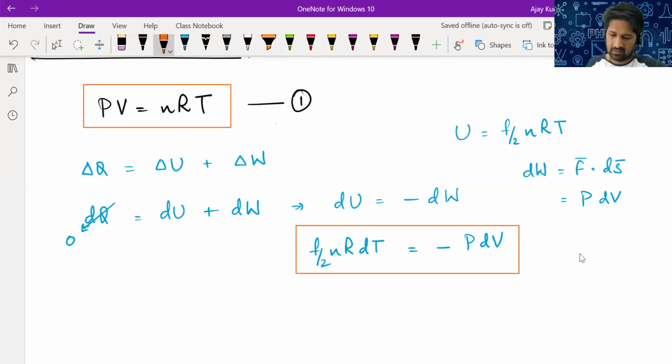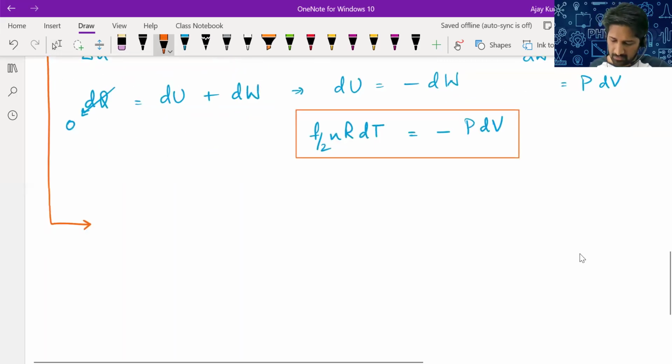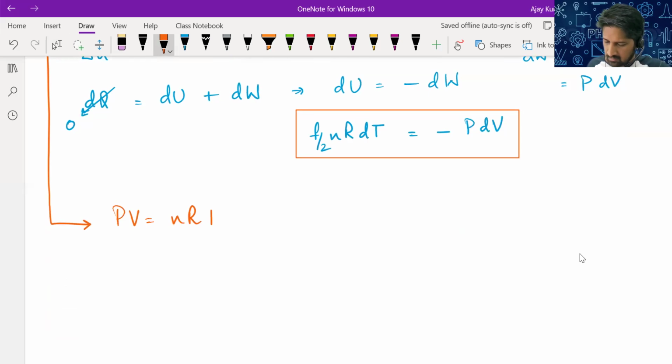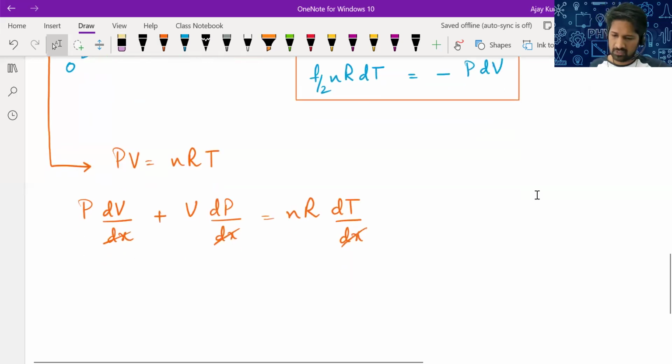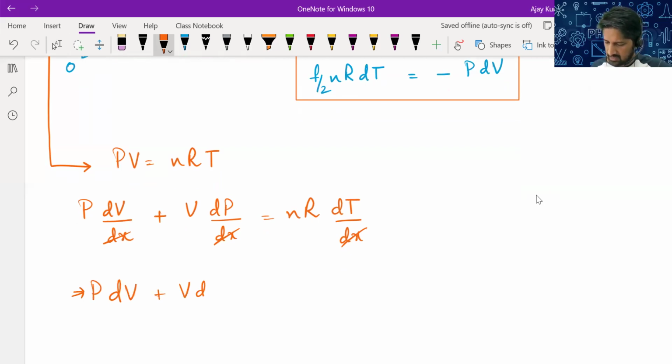Next, we have PV is equal to nRT. Differentiate this equation. Now we know all three are variables, pressure, volume, and temperature. If you differentiate PV is equal to nRT, what does the left-hand side become? Two variables are multiplied, so you'll have to use the product rule. P dV by dx plus V dP by dx is equal to nR dT by dx. You can differentiate with respect to any random variable. The dx's will get cancelled anyway, so it doesn't matter with respect to what you differentiate. So what do you end up getting? You get PdV plus VdP is equal to nR dT.